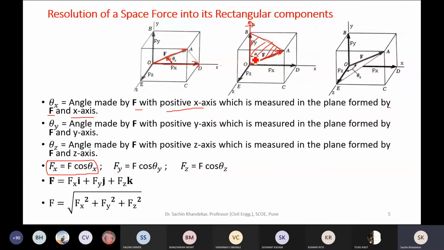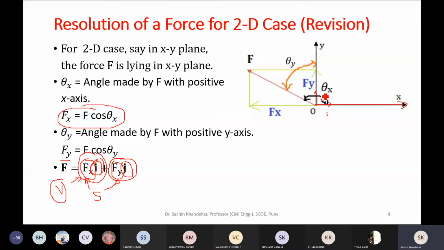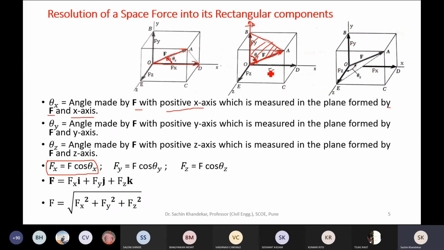So in short, theta y is the angle made by F with respect to the positive y-axis, and it is measured in the plane formed by F and the positive y-axis. Very simple, right? Now, if I want to know the y component of this force F, I simply have to take its projection onto the y-axis. To find the component along the x-axis or y-axis, we simply took the projected length of F along the x-axis, which is Fx, nothing but the x component. The same knowledge I am extending here.